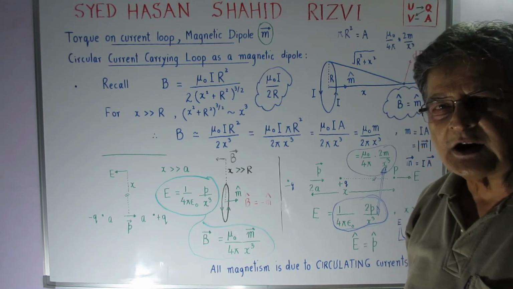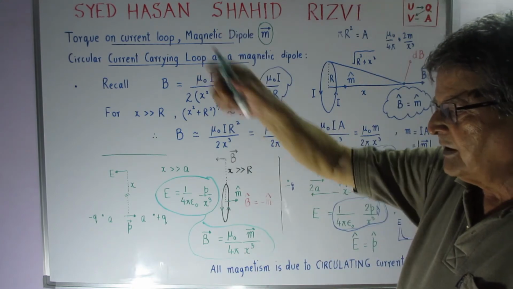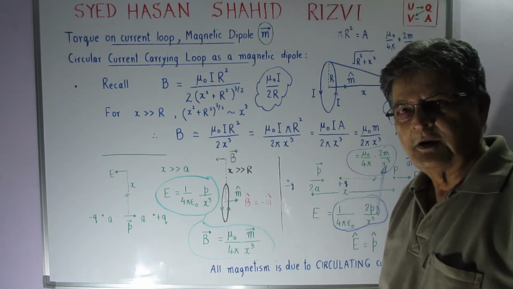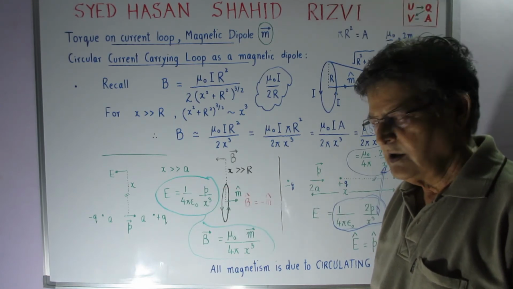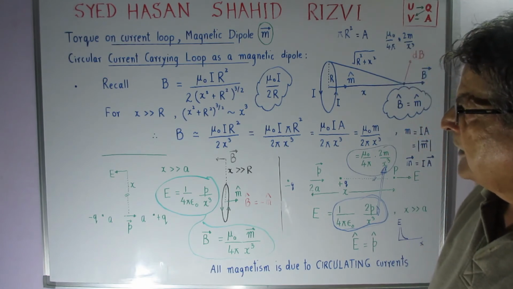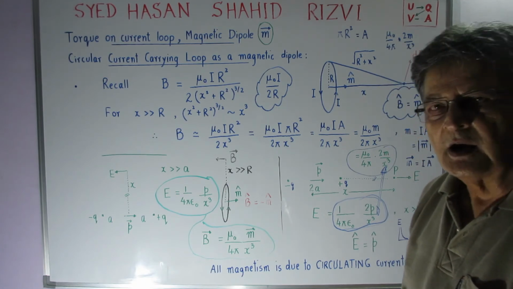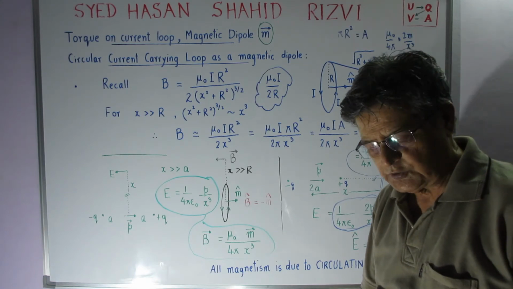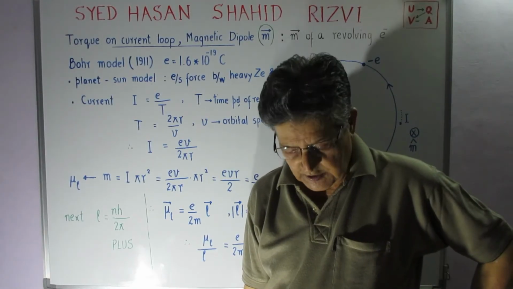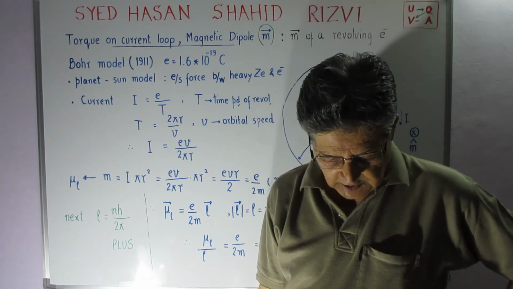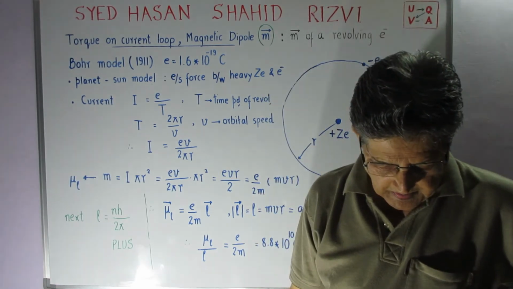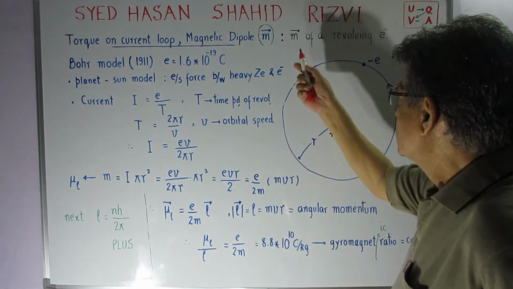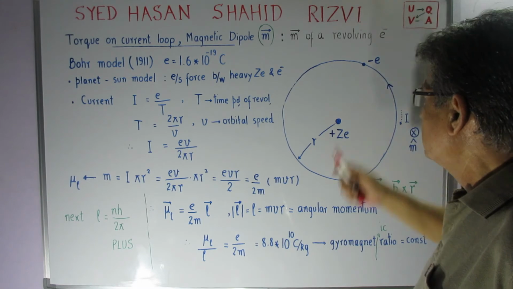Next I'm going to again talk about the circular current, that is the current carried by our friend Mr. Electron, who goes around Mr. Nucleus. What kind of dipole moment is associated with an electron moving around a positive nucleus? So the next item is the magnetic moment vector associated with a revolving electron.